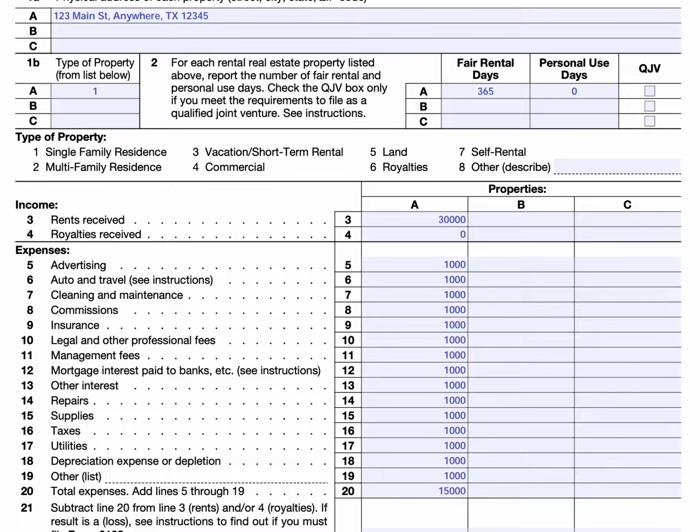If you use the standard mileage rate, then the only actual expenses that you can include would be parking and tolls related to your travel. You cannot use any actual auto expenses. You cannot depreciate your vehicle. You cannot use rental or lease payments. You would simply have a standard mileage rate that you would apply right here.